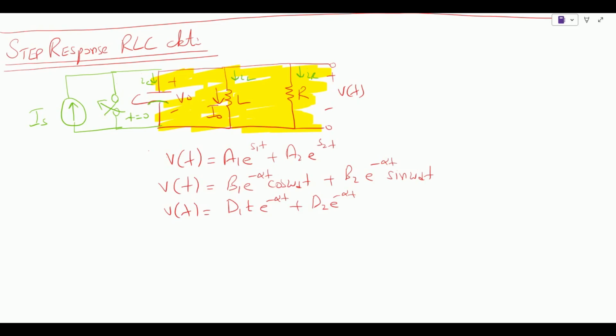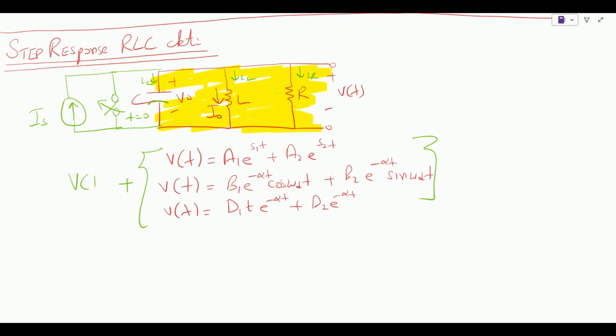Now when we connect a current source and make this configuration a step response, the equations will remain the same. The only thing that we are going to do is associate the current or the voltage source with this circuit.